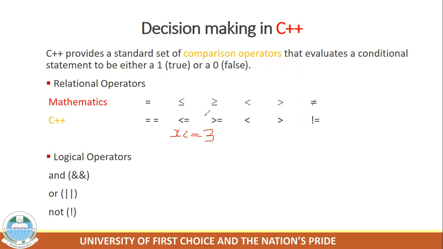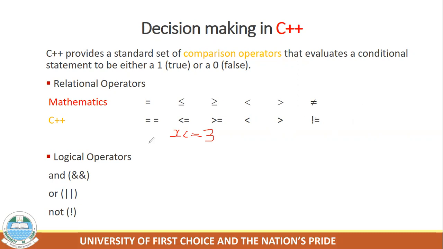Greater than or equal to. Your less than is the same, your greater than is the same, both in mathematics and in C++. In mathematics, if you want to say a variable is not equal to another variable or a number, this is the way we write it. But in C++, the exclamation mark stands for not, so not equal to is written with an exclamation mark and an equal sign.